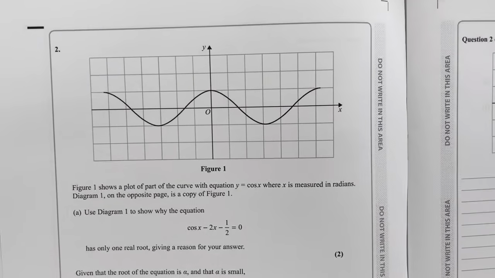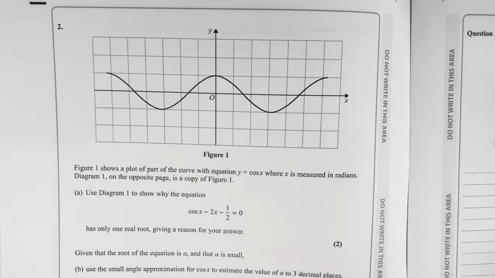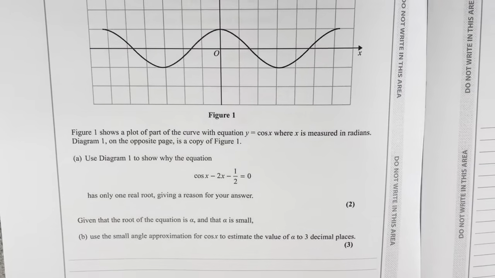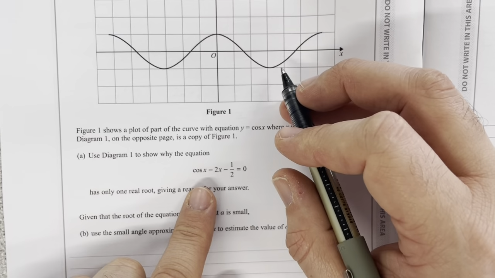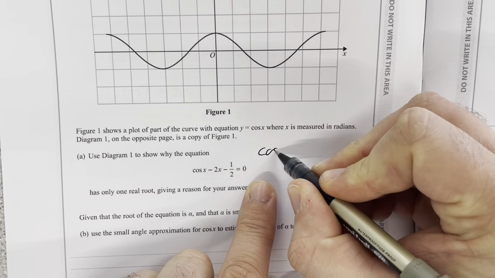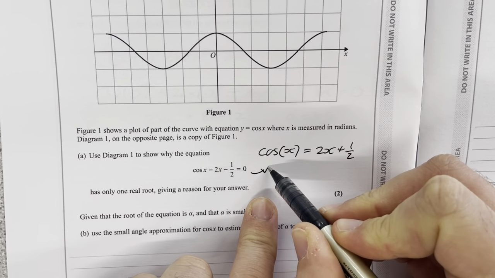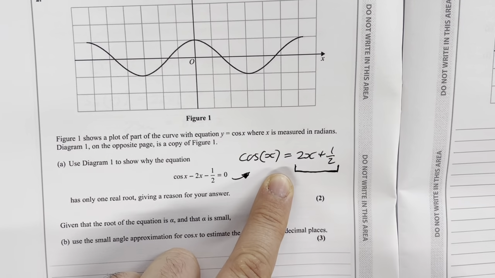Okay, figure 1 shows a plot of the curve with equation y equals cos of x, where x is measured in radians. Diagram 1 on the opposite page is a copy of figure 1. Use diagram 1 to show why the equation cos x minus 2x minus a half equals 0 has only one real root, giving a reason for your answer. Okay, so I've got cos of x here. So if I consider cos of x equals 2x plus a half, by taking this equation and adding 2x plus a half to both sides, then if I look to plot that, it should only intersect the curve once.